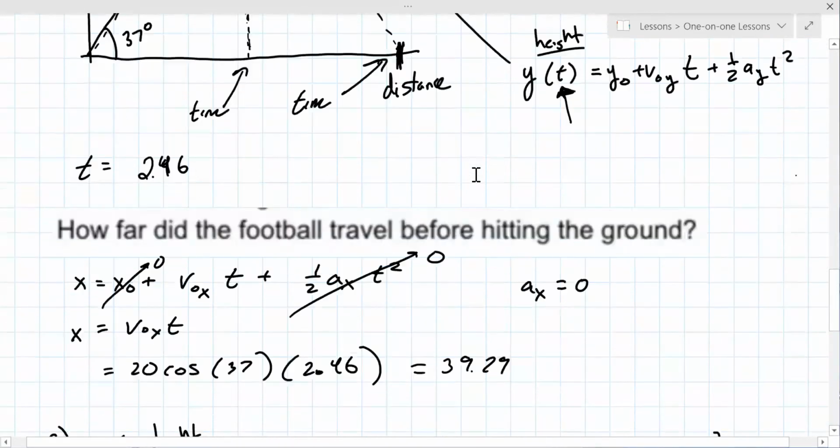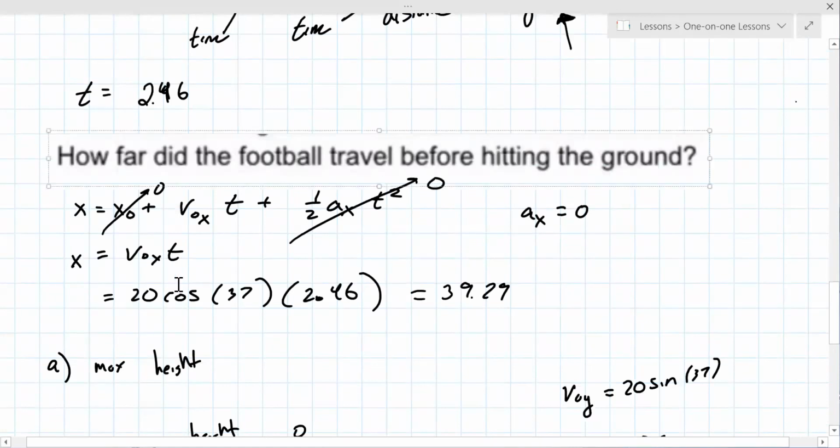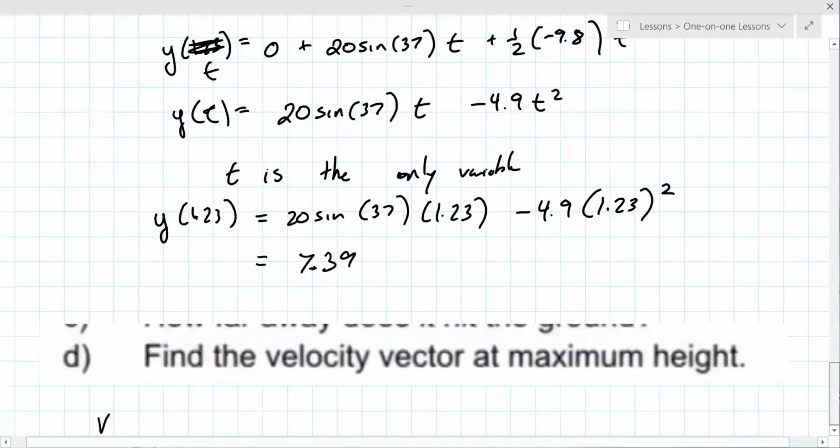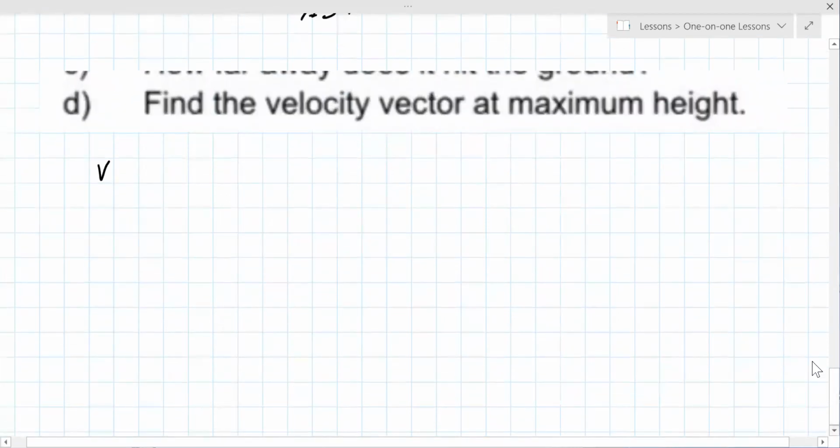That's the x direction equation. How far did the football travel before hitting the ground? It's 3.29 meters. Well, I thought it was 39.29. 20 cosine 37 times 2.46. Oh, never mind. So C is 39.29. C is the same as the initial question that it asks: how far did the football travel before hitting the ground? How far away does it hit the ground? It's the same question. For whatever reason, that's the way they designed this question.